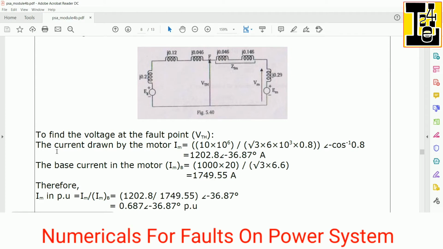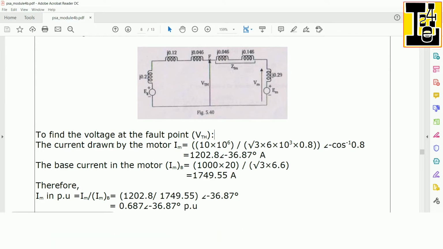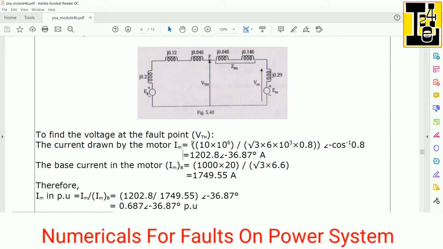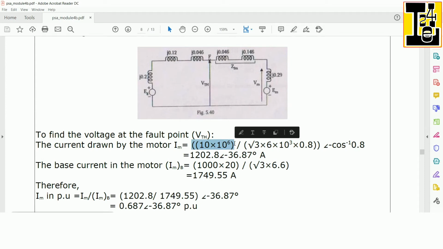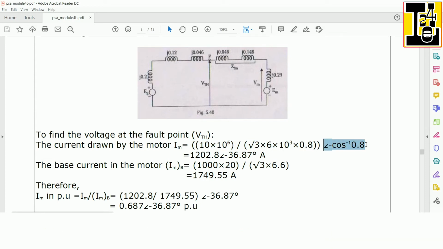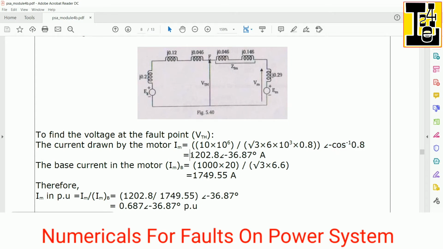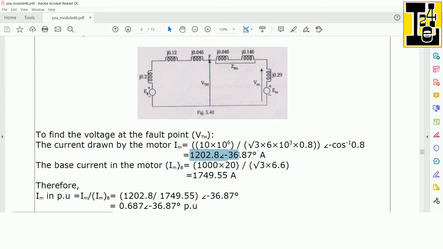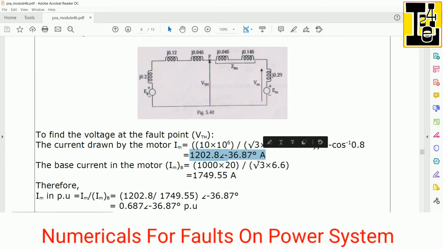As well as we need to calculate the current drawn by the motor, that is IM, by the formula total power divided by root 3 V cos phi at an angle of minus cos inverse of power factor. We will get the IM as 1202.8 at an angle minus 36.87 ampere.